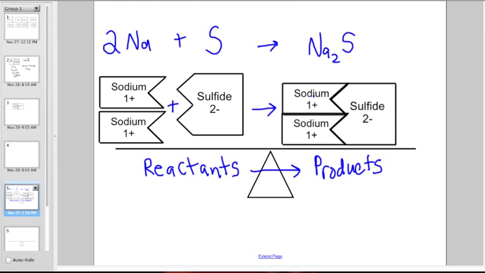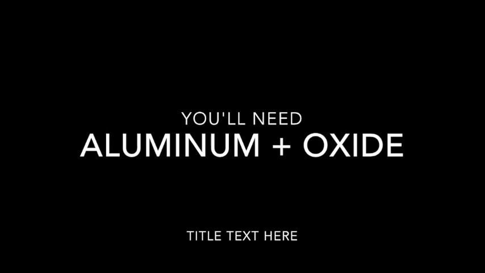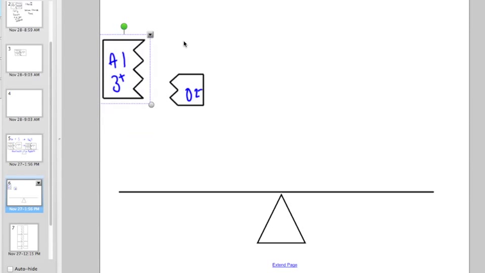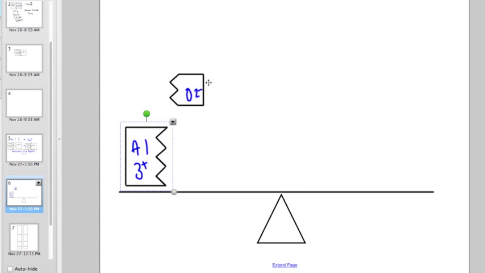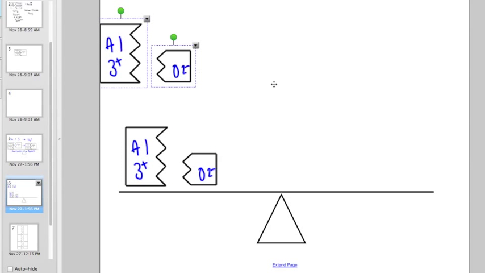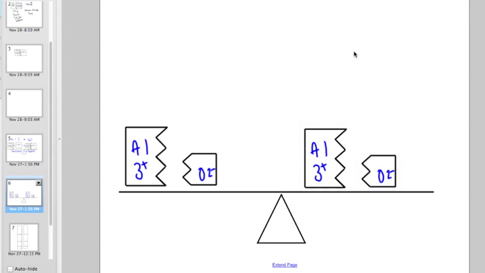Let's try one more of those. Okay, now we've got our aluminum and our oxygen. Well, I want to react aluminum and oxygen, and if I'm going to react them, I need to put them in as reactants. And then they're going to come out as products. But in order for them to come out as products, we need to figure out how they are made. Well, we can put this one together here.